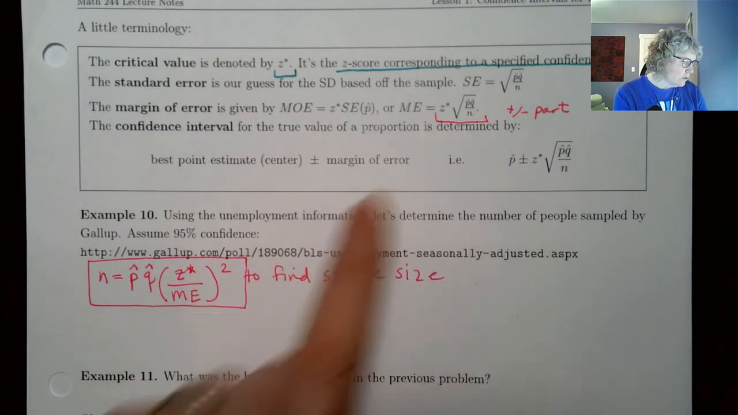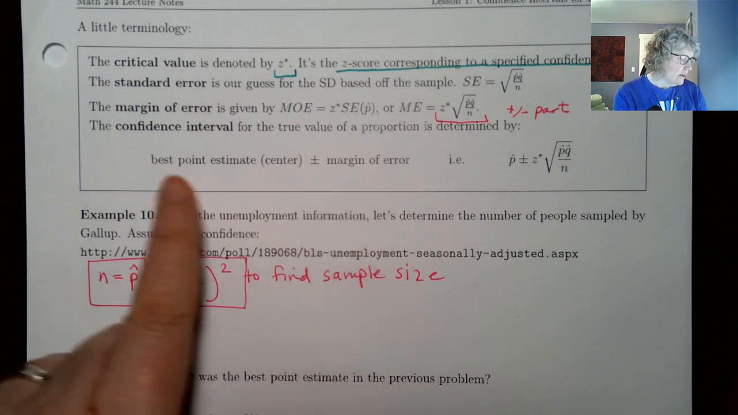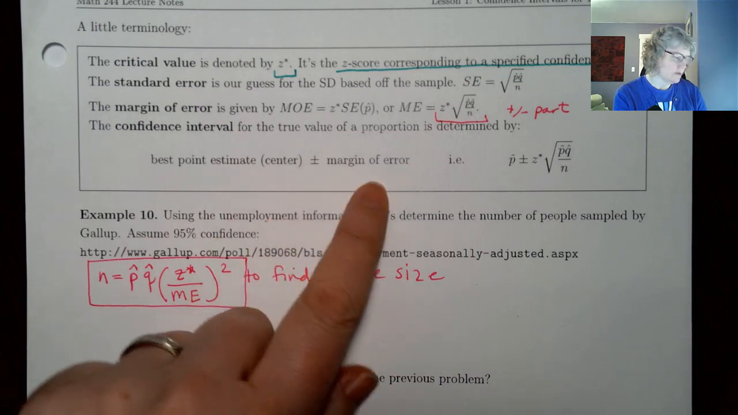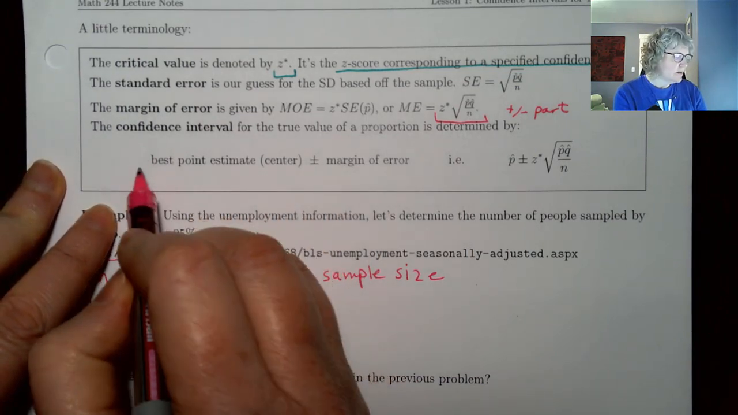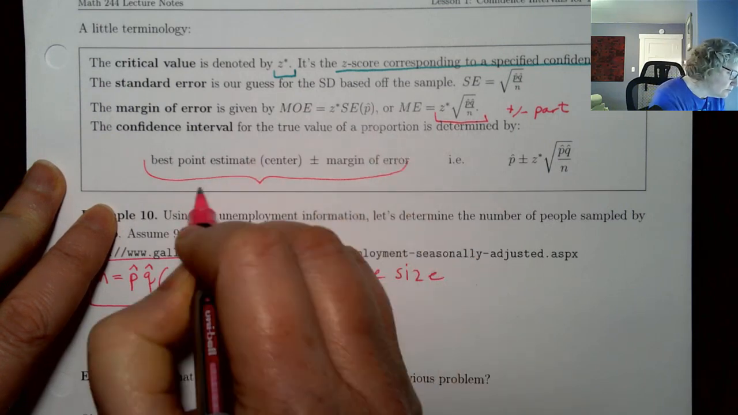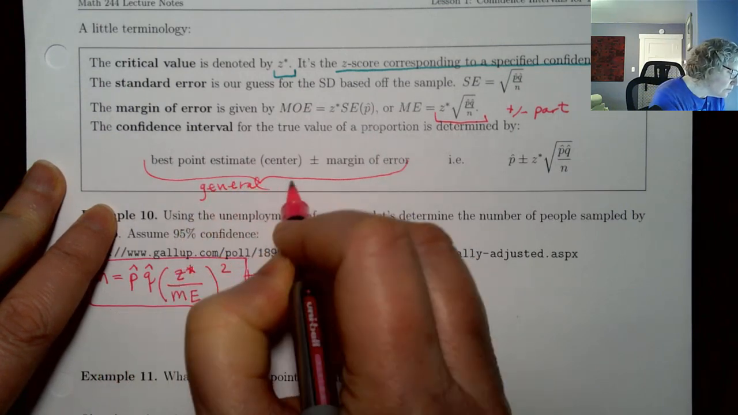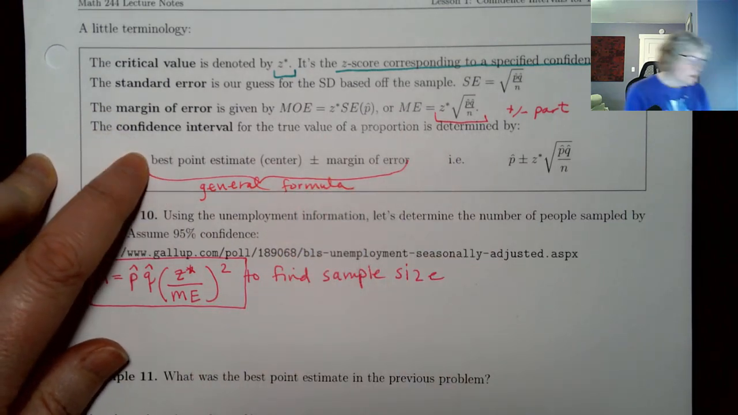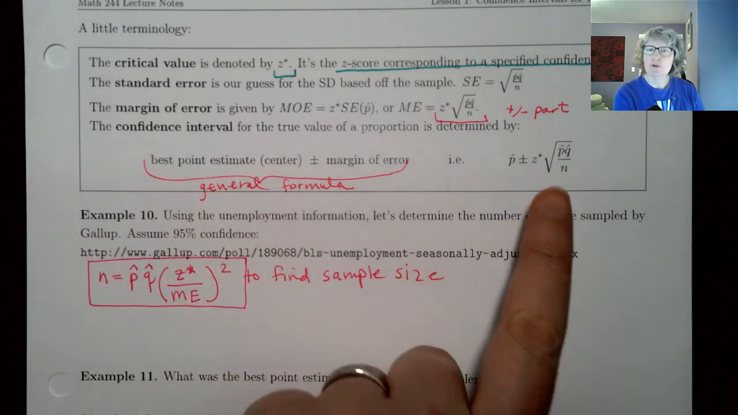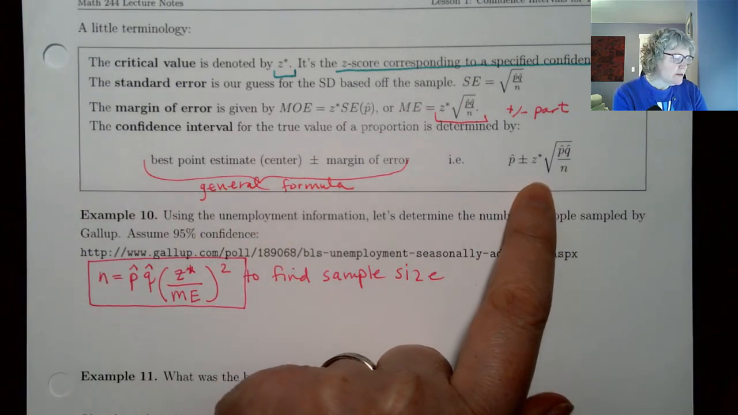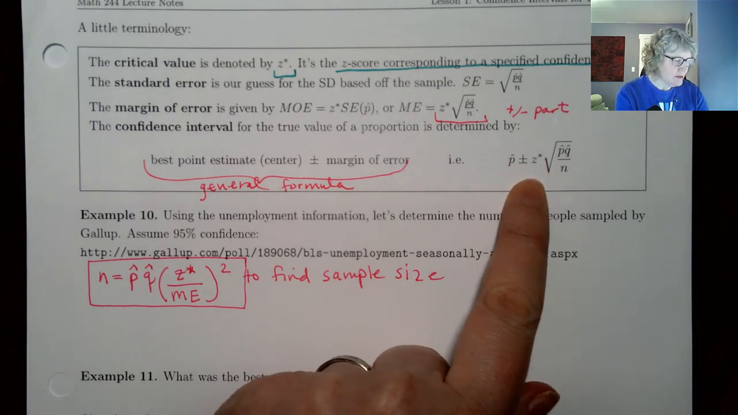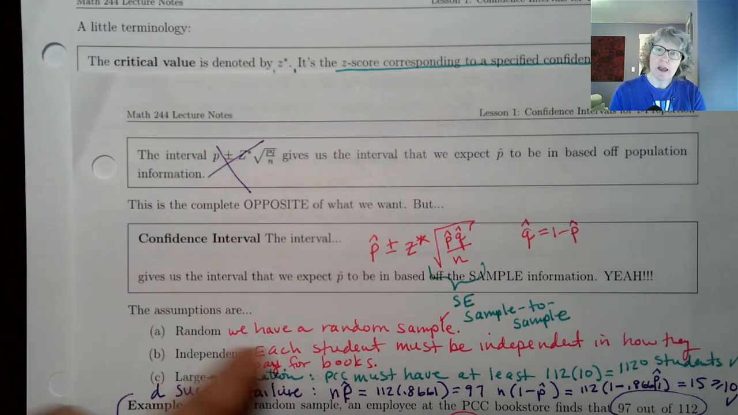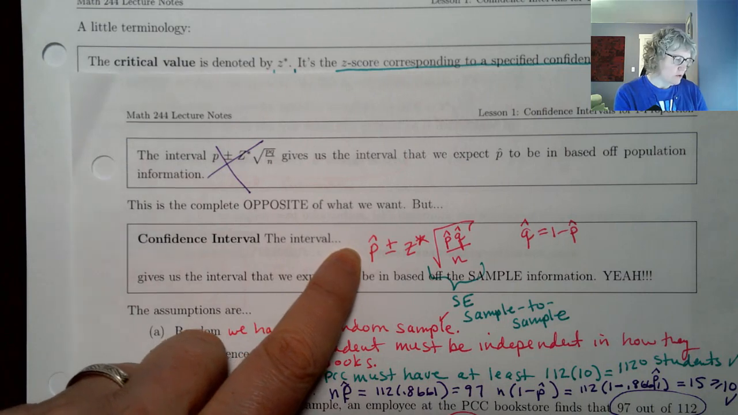And then the confidence interval for the true value of a proportion. This is our general formula. It's the best point estimate, or the center, that also ends up being the center of the interval, plus or minus the margin of error. So this is a general formula. We'll keep coming back to this because this could be a mean or 2 proportions or 2 means. In this specific example for a single proportion, it's p hat plus or minus z star times the square root of p hat q hat over n. And that is the one that we used right here.